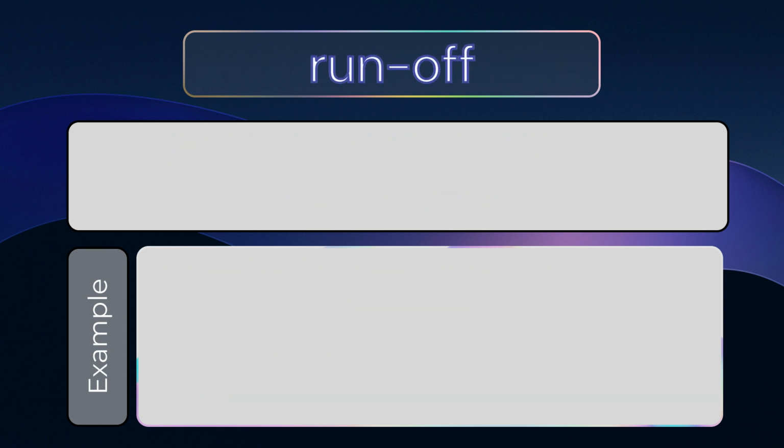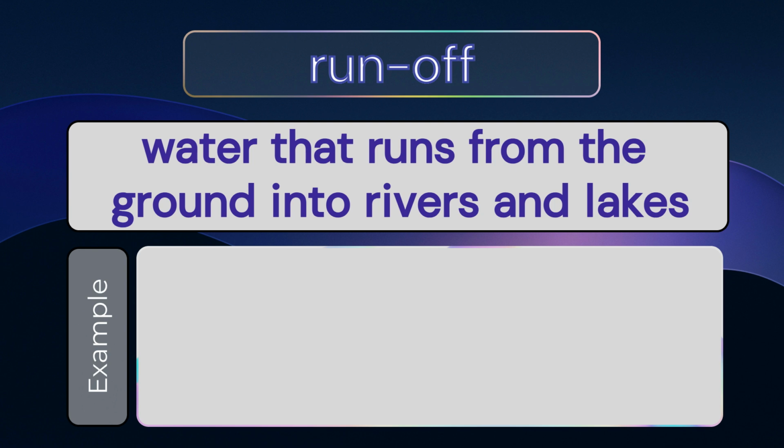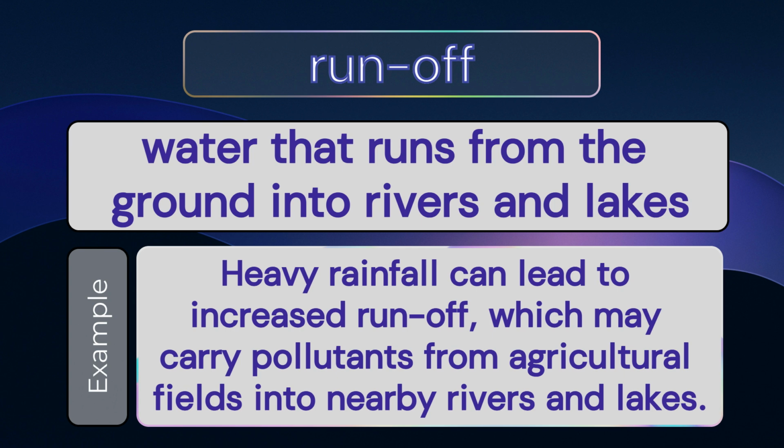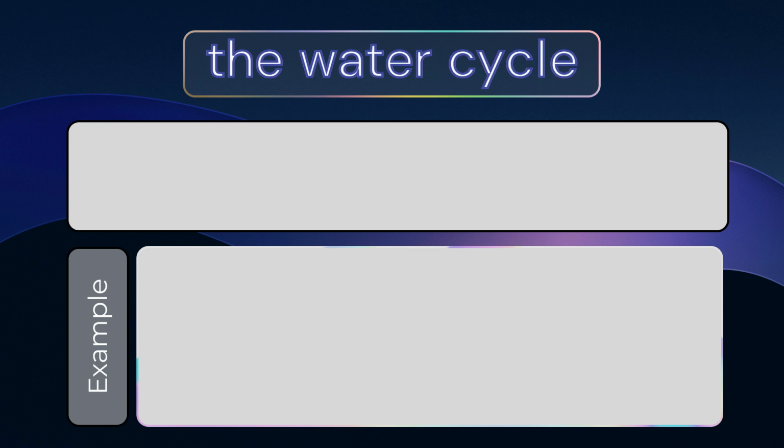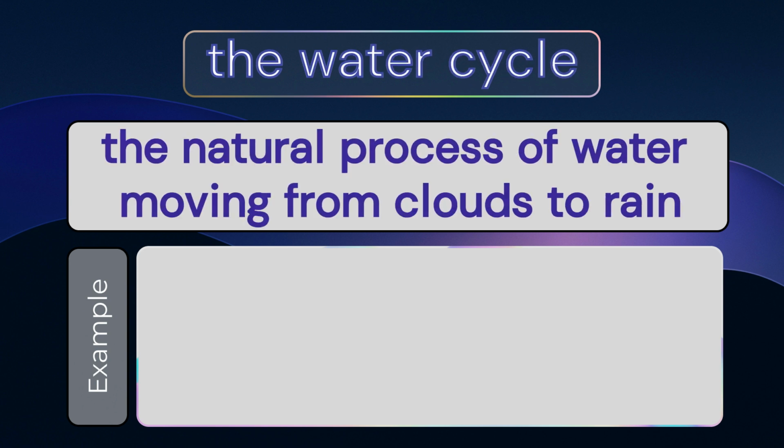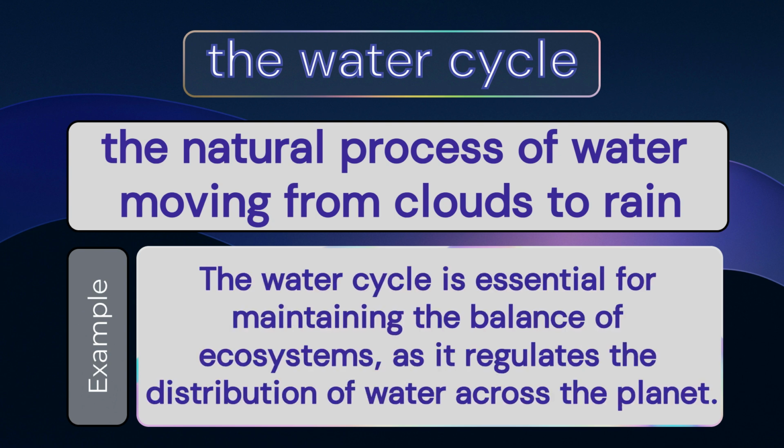Runoff. Water that runs from the ground into rivers and lakes. Example: heavy rainfall can lead to increased runoff, which may carry pollutants from agricultural fields into nearby rivers and lakes. The water cycle. The natural process of water moving from clouds to rain. Example: the water cycle is essential for maintaining the balance of ecosystems as it regulates the distribution of water across the planet.